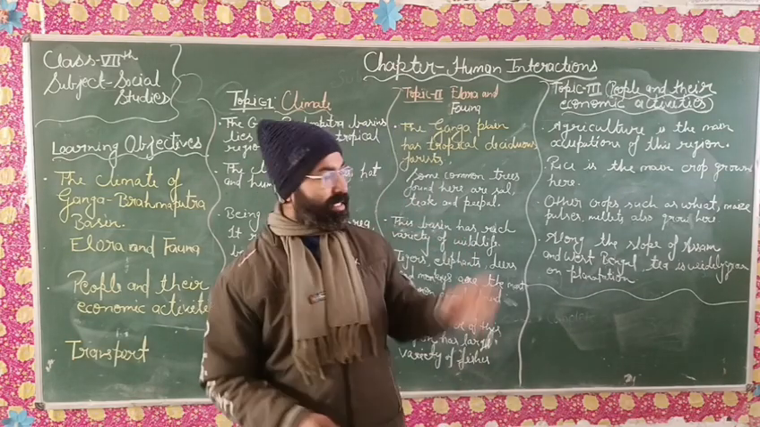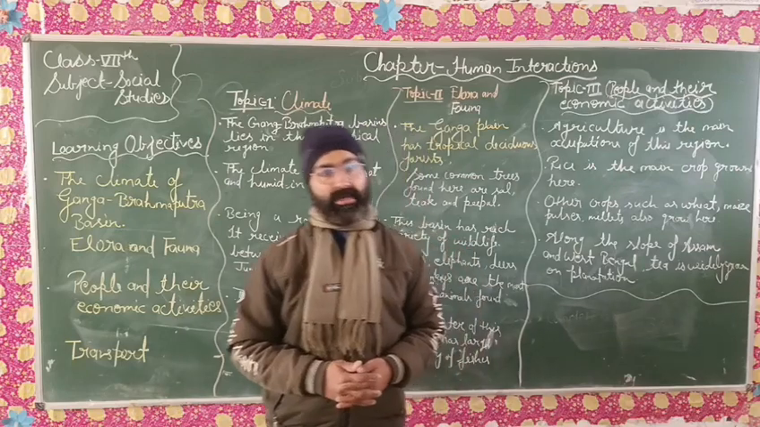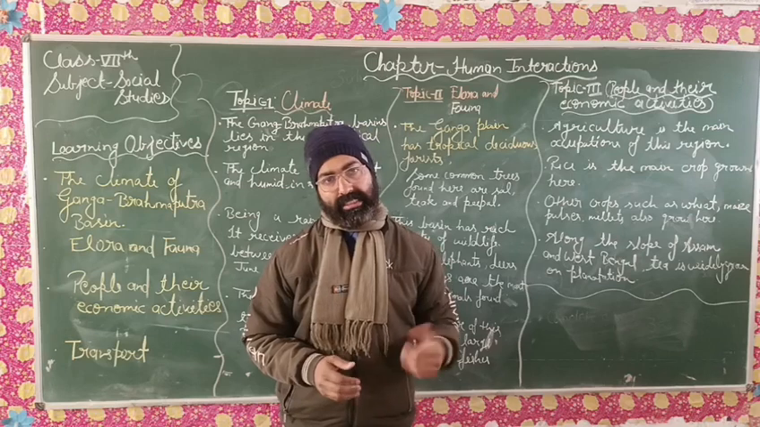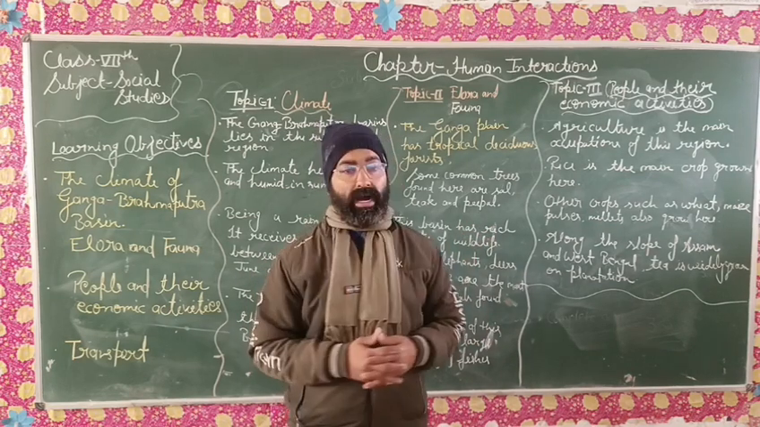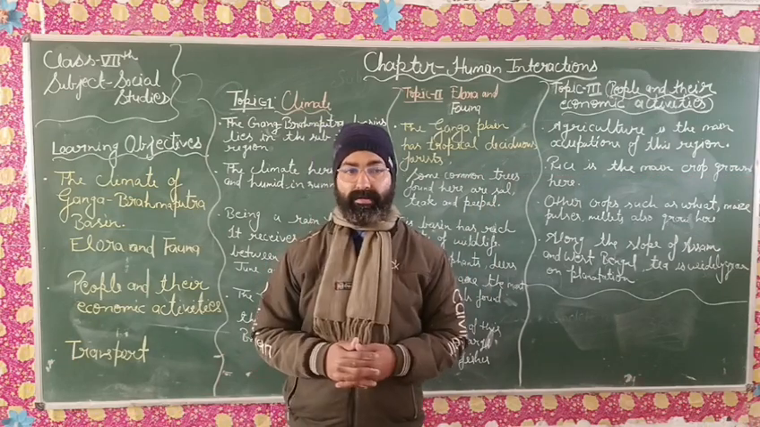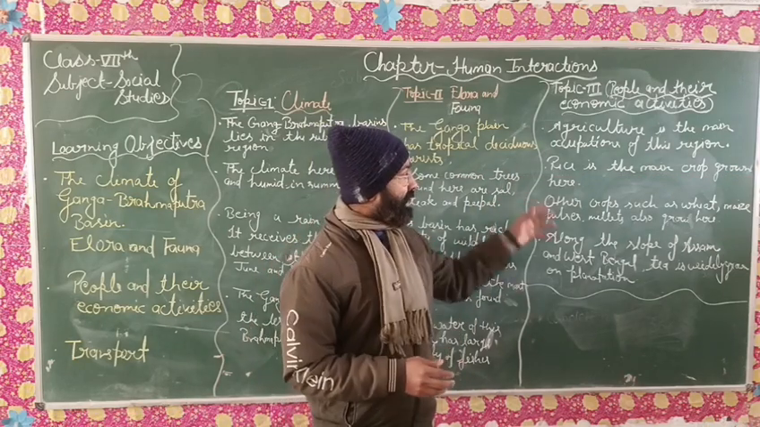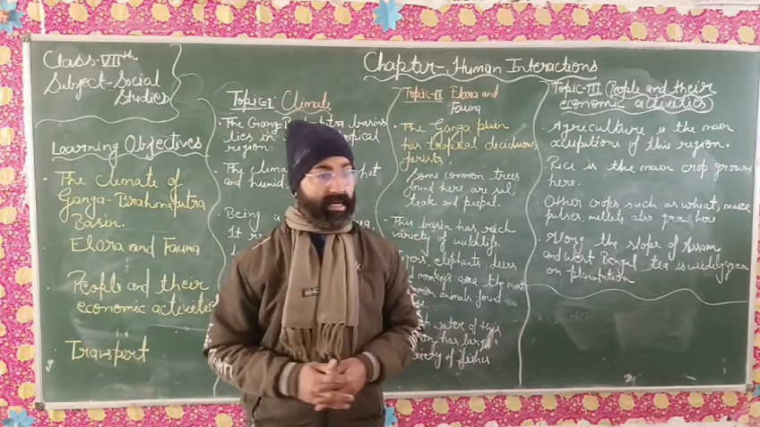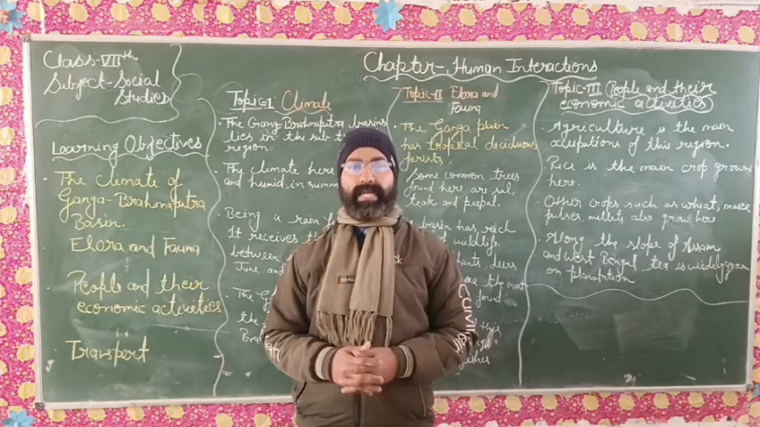Because the Ganga Brahmaputra region is near the rivers, people get easy access to water in this region. And this region is very fertile because of the access to these rivers. Rice is the main crop grown here. Where? In the Brahmaputra region I am talking about.